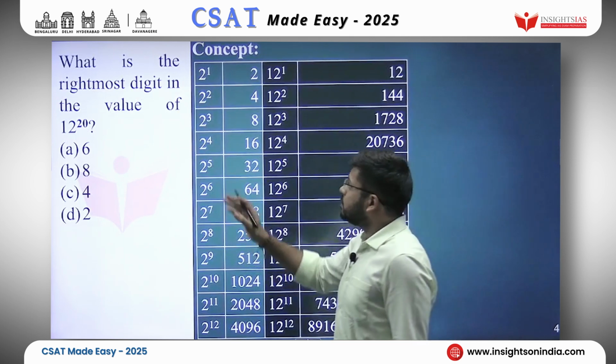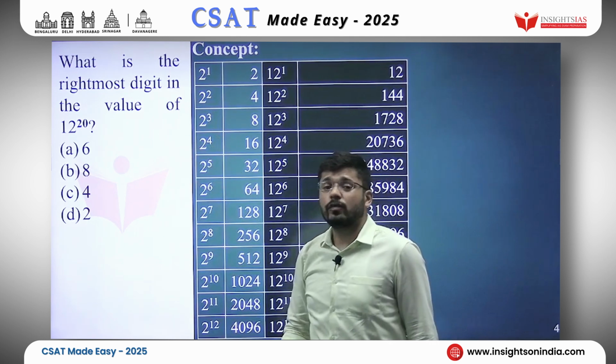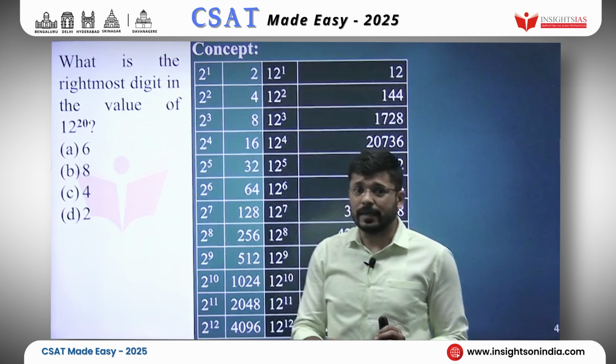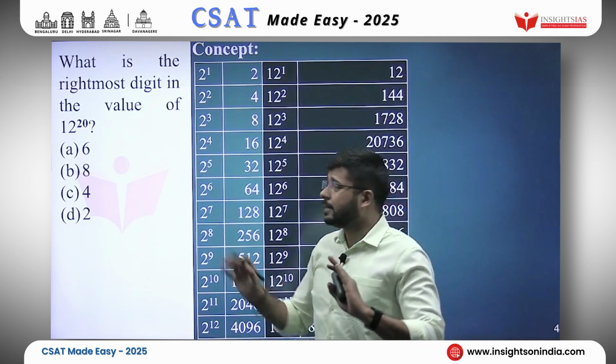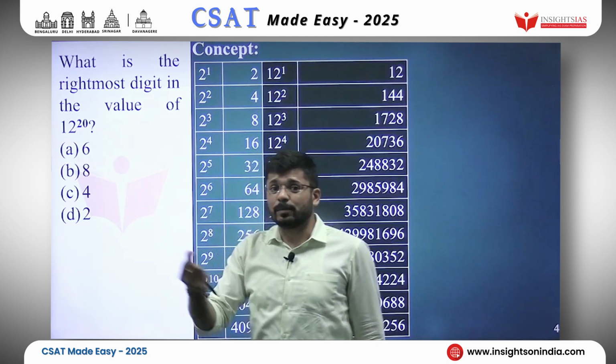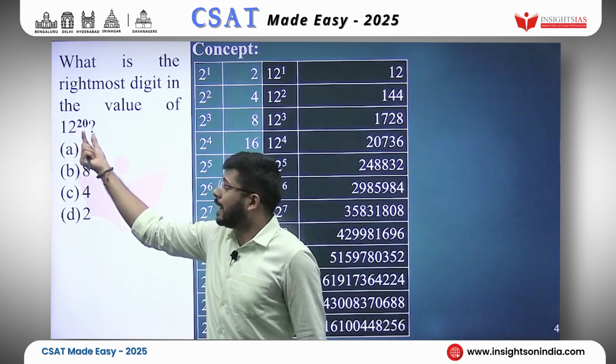The next question: what is the rightmost digit in the value of 12 to the power of 20? The same concept remains here. This is only to clarify to you that it is just not a single digit number. Whatever the number be, let's concentrate only on the last digit of that number.